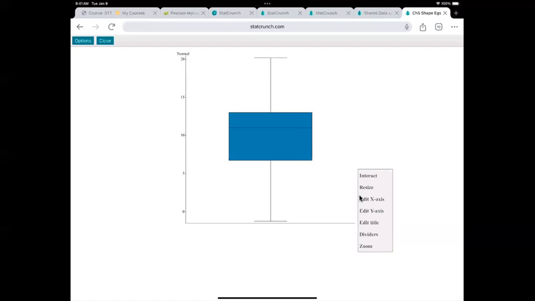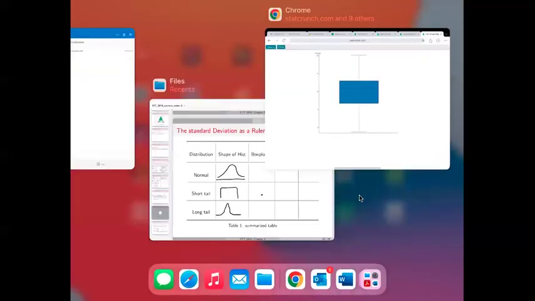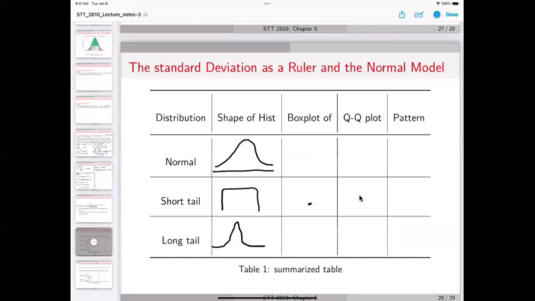Is that okay? Good. The other thing we can also see is that we are not seeing any outliers, right? And you can also see that the length of this tail here and this one here, they are almost the same. Can you see that? Okay, so now let's go and describe the box plot for the normal.